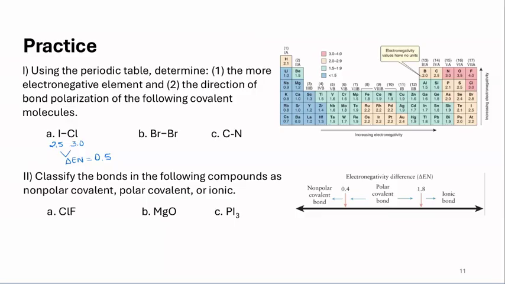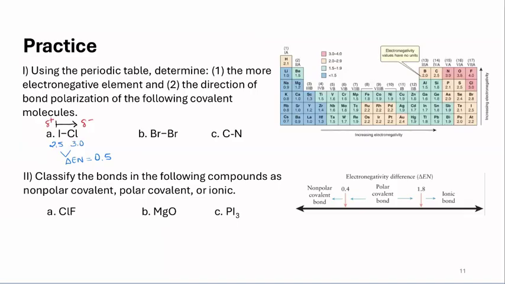Since chlorine is more electronegative, we can draw a vector arrow pointing towards chlorine, since it is the most electronegative atom. Additionally, we can use the partial charge symbols. Since chlorine is more electronegative, I'm going to use a delta minus sign. Since iodine is less electronegative than chlorine, we're going to use a delta plus sign.